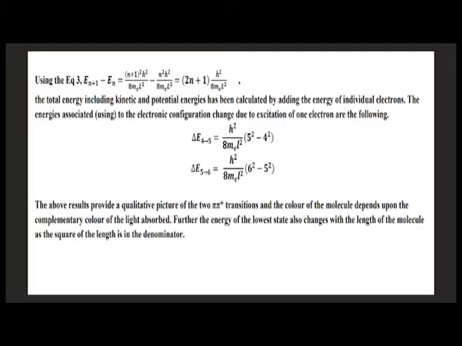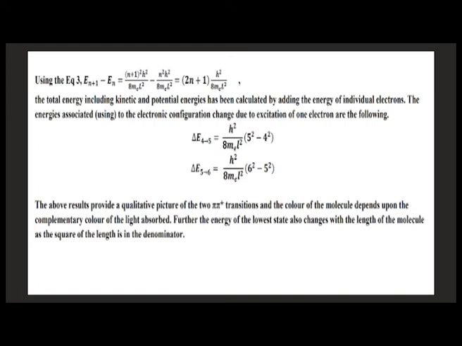The energy associated with the electronic configuration change due to excitation of one electron, delta E 4 to 5, is equal to 5 square h square divided by 8 me L square minus 4 square h square divided by 8 me L square. This becomes h square by 8 me L square into 5 square minus 4 square. Similarly, delta E 5 to 6 is equal to 6 square h square divided by 8 me L square minus 5 square h square divided by 8 me L square. This becomes h square by 8 me L square into 6 square minus 5 square.